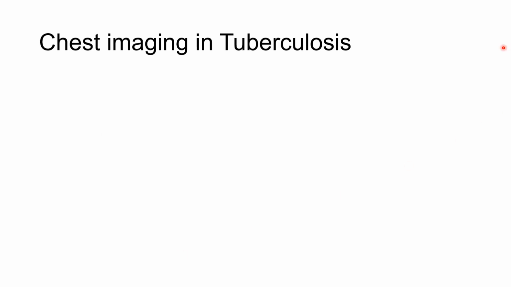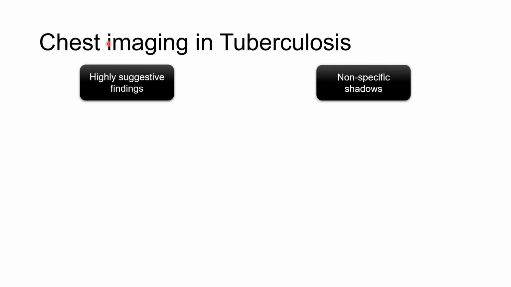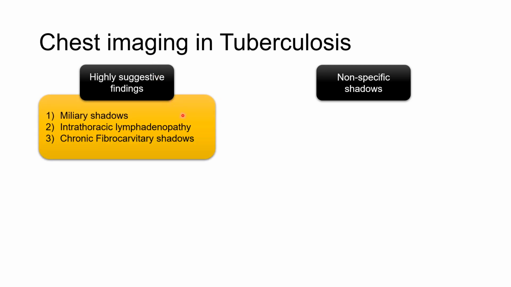Now coming to the chest imaging in tuberculosis. So what are the highly suggestive findings and what are the non-specific shadows? From the previous slide, think about the red box and the yellow box. So what are the findings that are highly suggestive of tuberculosis? That means what are the findings seen only and only in tuberculosis, which will help us in diagnosis of tuberculosis again. So there are mainly three things.